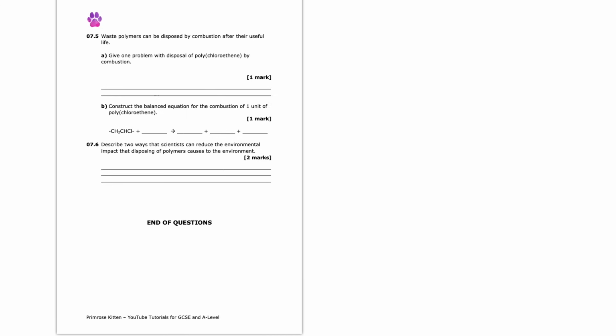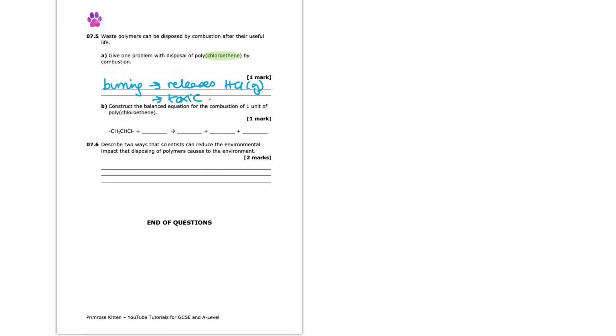So here we've got waste polymers, and we're told that they can be disposed of by combustion after their useful life. But we're told to give one problem with the disposal of polychloroethene by combustion. So it's important that we know that due to the presence of chlorine in this particular polymer, when we burn it, we release HCl gas, and that can be problematic because that gas is toxic. And that is the main problem that we have with the burning of polychloroethene.